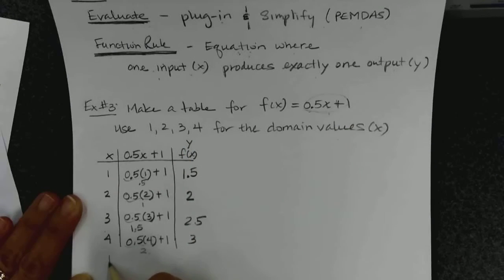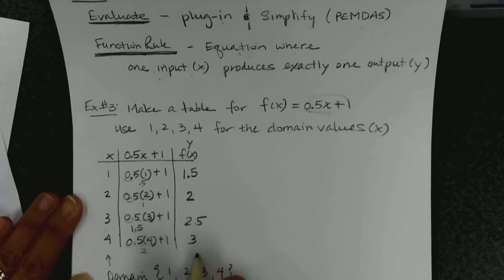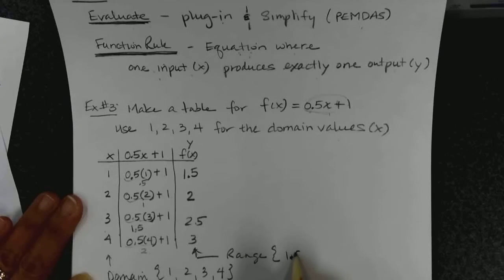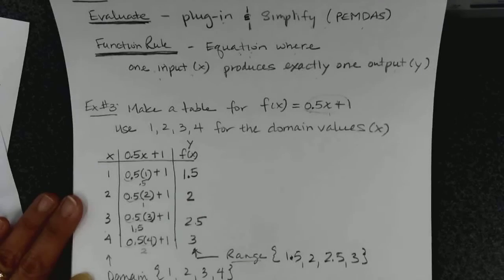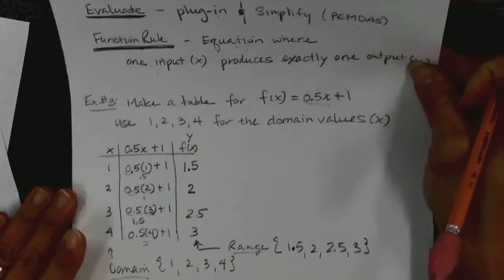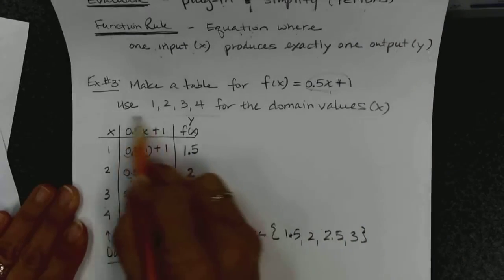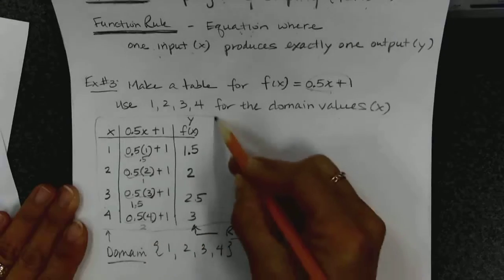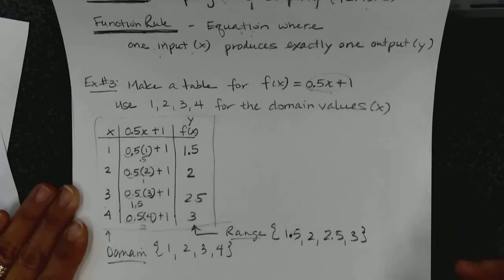All these numbers you get here are your domain, which are given by 1, 2, 3, 4. And all these numbers right here are your range, which can be written as 1.5, 2, 2.5, and 3. You just list them all if they ask for the domain and range. But this is what I'm looking for as an answer when they ask you to make a table.